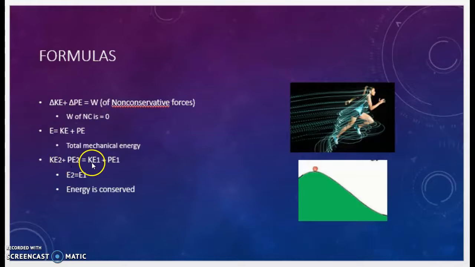That means the kinetic energy and the potential energy at the beginning of a system will be the same as the kinetic energy and the potential energy at the end of the system. But that does not mean that they are equal to each other, like kinetic energy 1 is not equal to kinetic energy 2, in that sense.